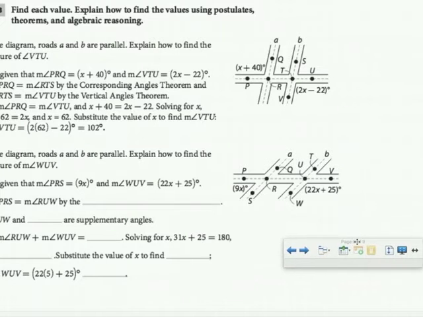In this last example, we're using these properties to find angle measures. So in example 3, part A, that's been worked out completely for you, we're told in the diagram that the measure of angle PRQ, that's this angle, is x plus 40, and we're told that angle VTU is 2x minus 22.